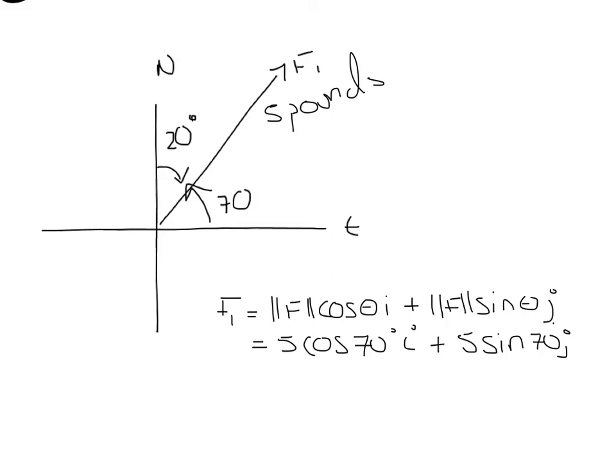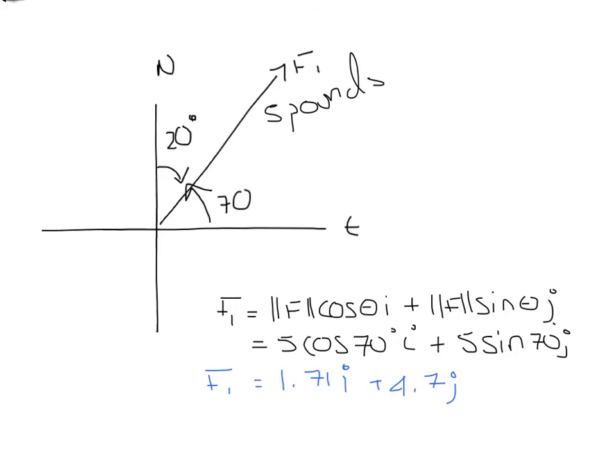So let's do cosine 70 degrees times 5. Okay, let's round to two place values. Here we get 1.71i plus 4.7j. So this is F1.